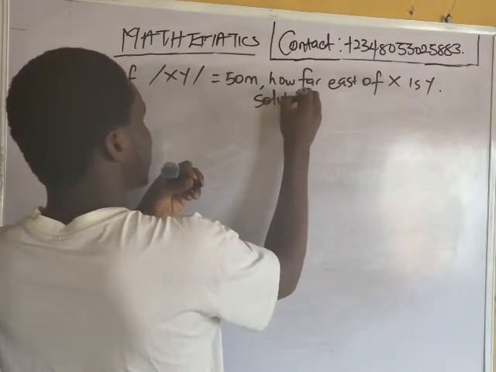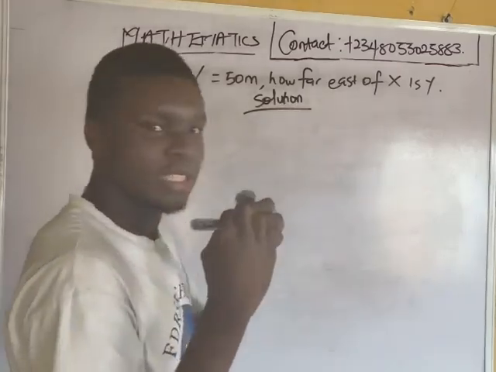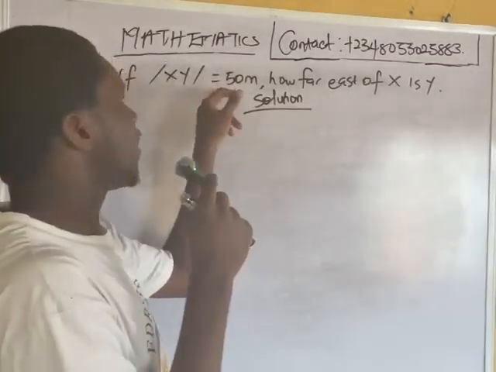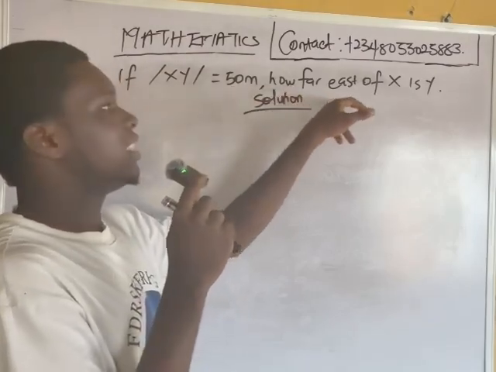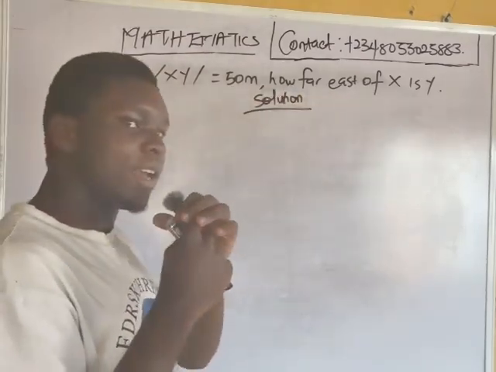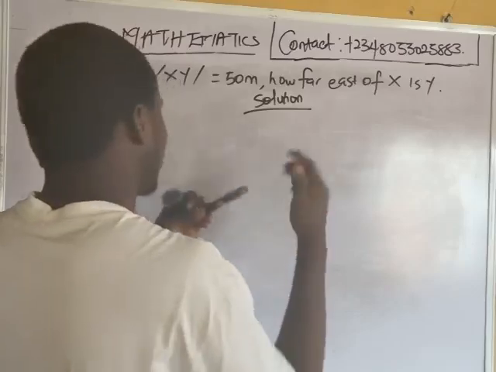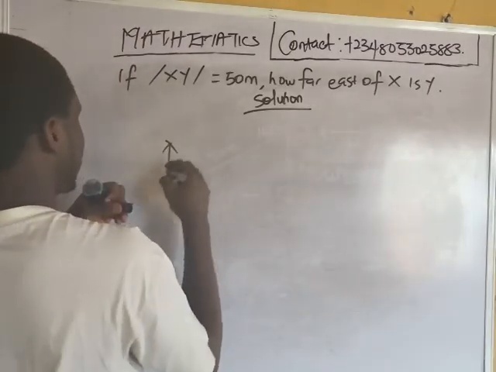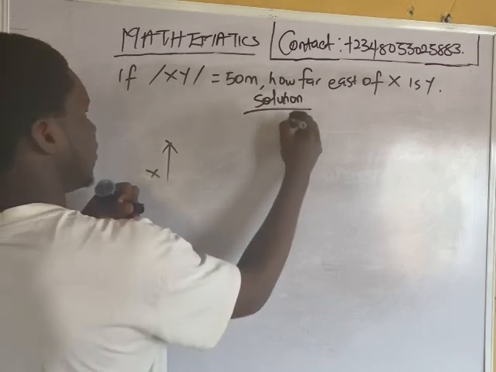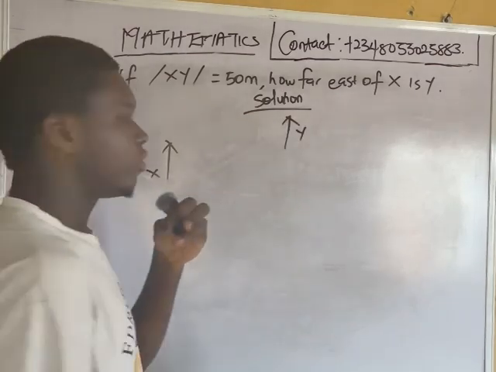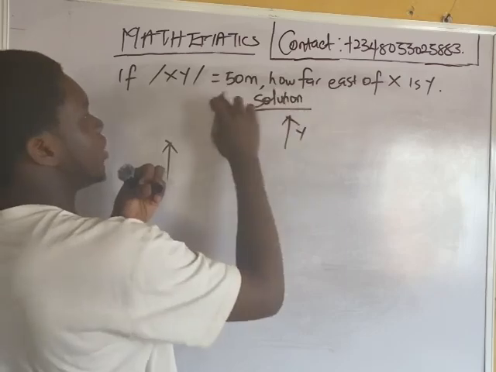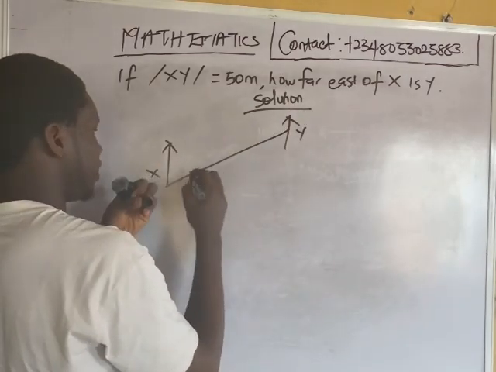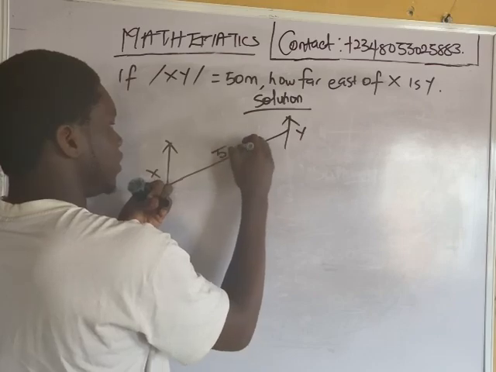First of all, we need to understand the question clearly before we proceed. So now the question is, if side xy is equal to 50 meters, how far east of x is y? First of all, we are going to be drawing the 2 points x and y. So we have something like this. We have here to be x, then here to be y. Now, they said they are 50 meters apart. So we're having something like this. We have here to be 50.